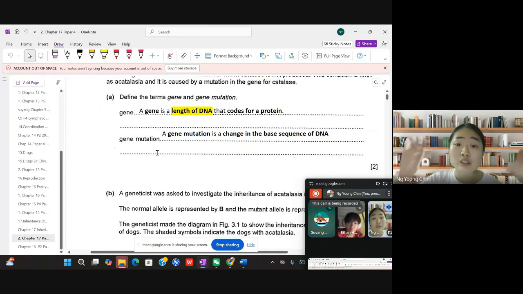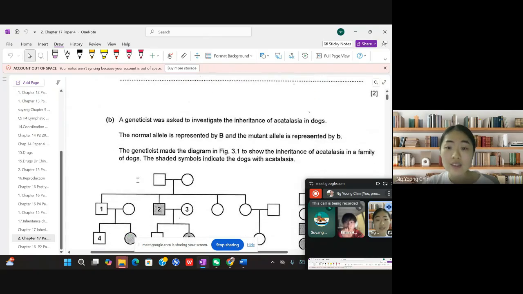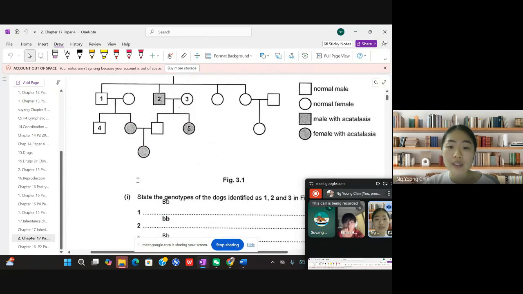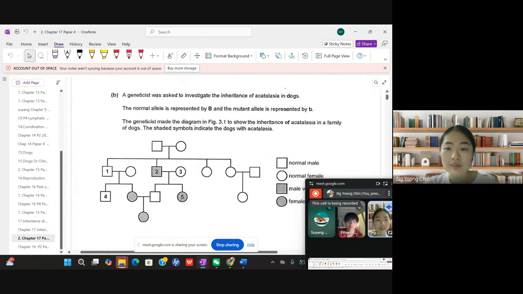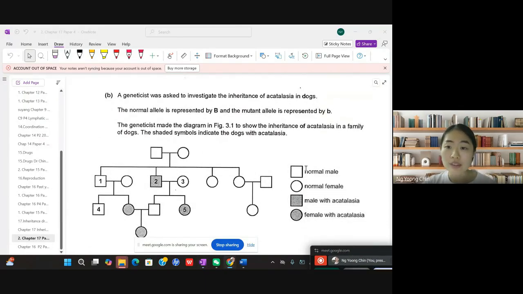Gene mutation refers to any change in the sequence of DNA. Even if it's just one base changed, you will still induce a change in the amino acid sequence later. If you change the amino acid sequence, you can change the protein structure, and then it will affect the function. So here's the answer. For this one, I think we can do more in the next class, so I'll just briefly tell you how to do it.